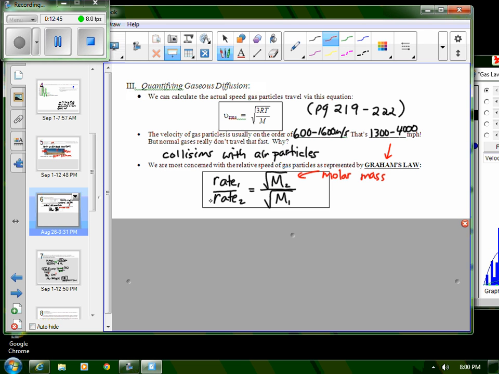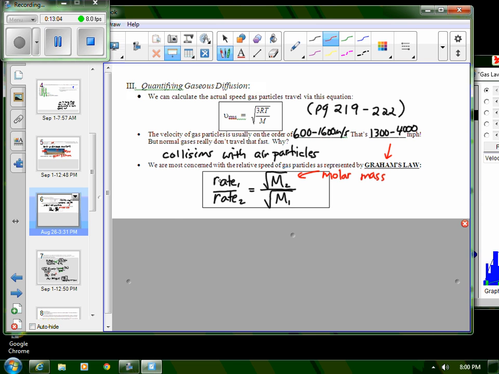So rate is another way of saying velocity. It's kind of like how many meters per second you travel. So if you take the rate of one gas, and we're going to compare it to the rate of the other gas, well, they're related by how heavy or light they are. But it's an inverse relationship, right? So that's what's constructed with this formula.